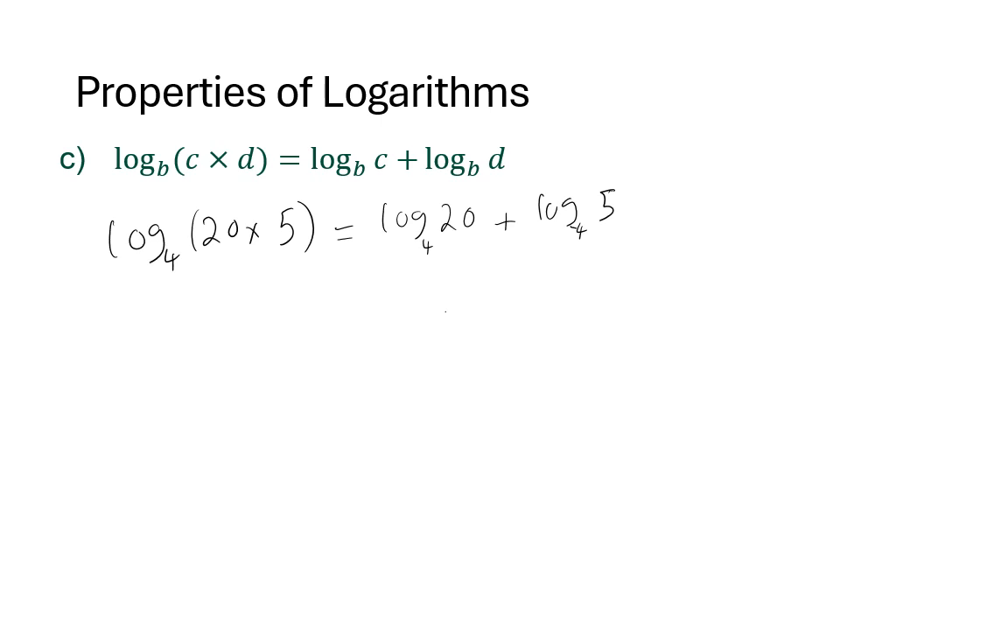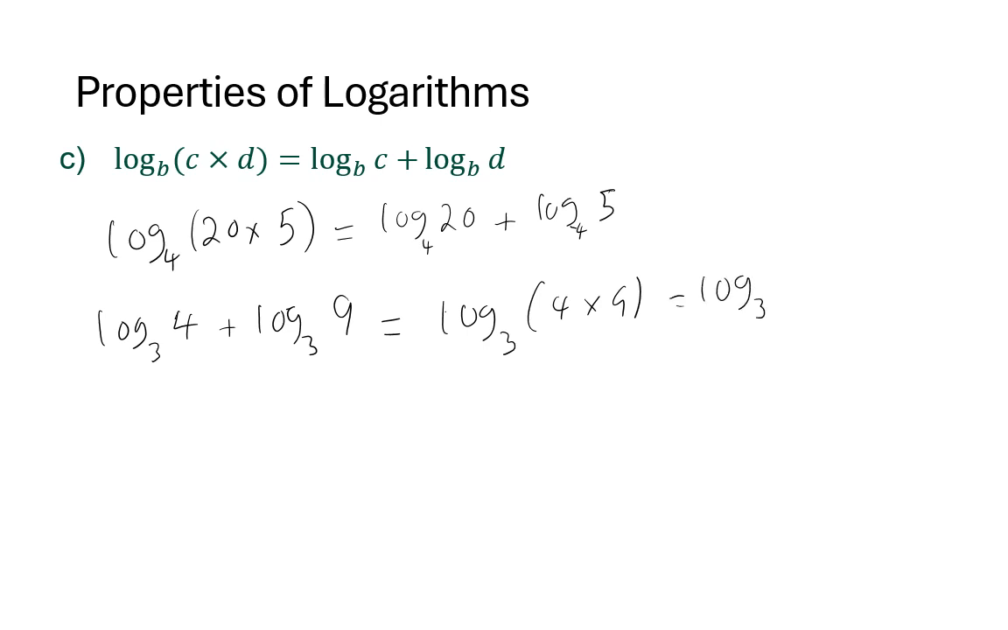And similarly, in reverse, if you have log base 3 of 4 plus log base 3 of 9, this is just the same as log base 3 of 4 times 9. So this is just the reverse. You can just take your log base 3 and multiply 4 and 9, and this will give you log base 3 of 36.